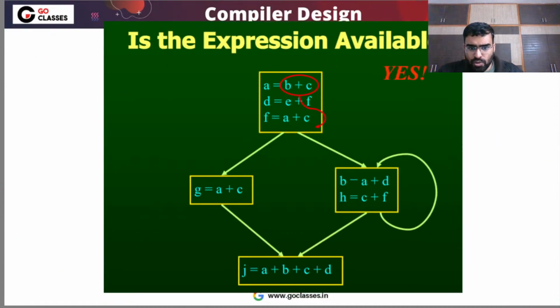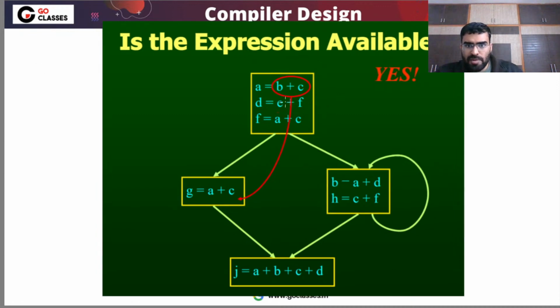We will come back to this point, don't worry. After some time we will see this again. Just tell me, this expression, is this available here? The answer is yes, because b comma c are not changing. Now tell me, is b plus c available here? The answer again is yes, because b comma c are not changing in this path.